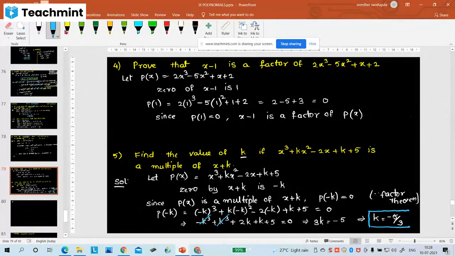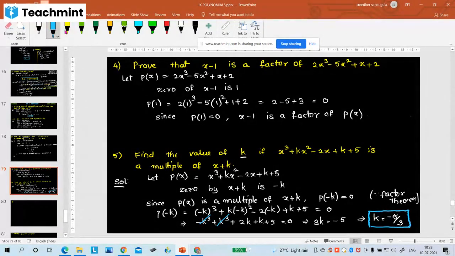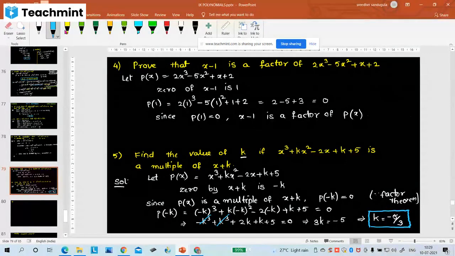This type of question is not given in the reader. A slightly different question is given, but this exact question is not, because here P of x also has k terms, and the 0 of x plus k is also a k term. Okay, you can copy this, children. You have to write each and every statement properly. Then only will you understand the solution, how you got the answer, k value minus 5 by 3.